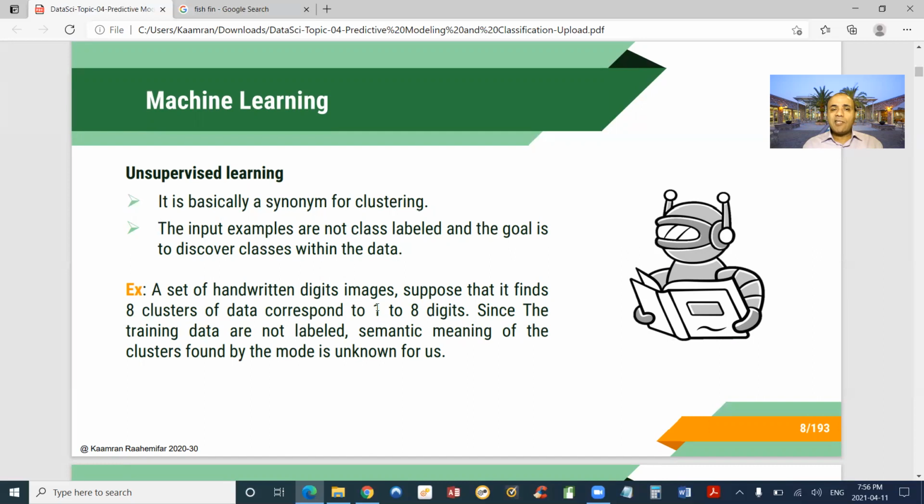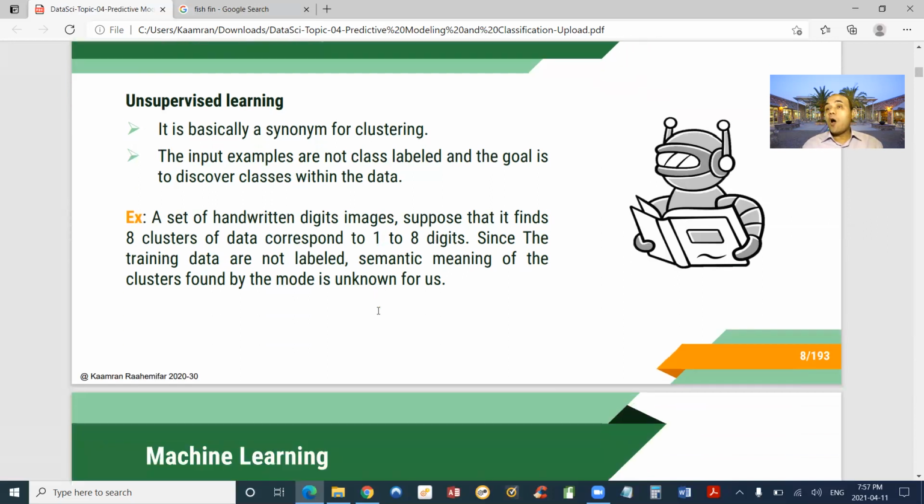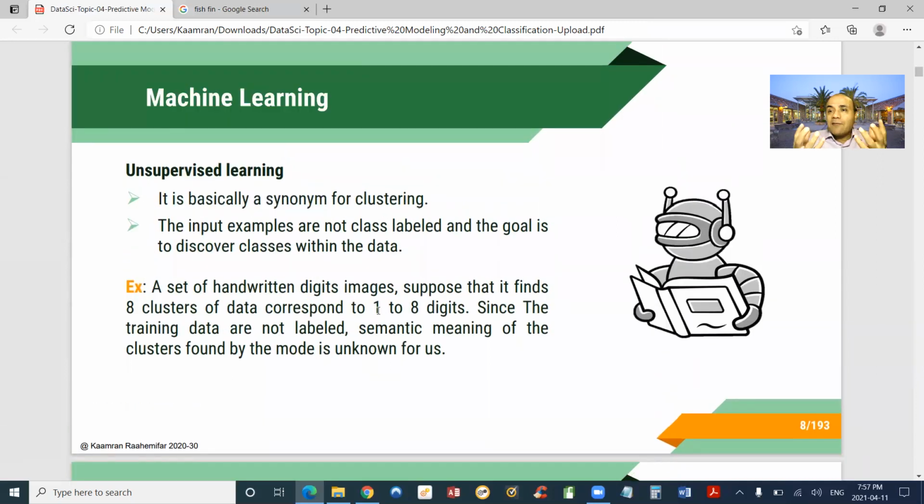So take a set of handwritten digits, and suppose that it finds 8 clusters of data corresponding to the digits 1 to 8. Since the training data are not labeled, the semantic meaning of the clusters found by the model is unknown to us. And when we say 1 and 8, people write 1 and 8 differently. I could write 1 and 8, it could be a little bit skewed, and you never know. 7 could potentially become 3. My handwriting may not be perfect, right? So you need to keep in mind, it's unsupervised, meaning we don't have the basis point to judge. That's what it means. We can't give you the judging rule.